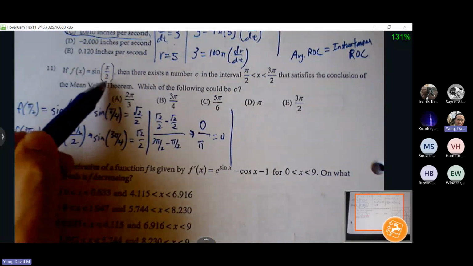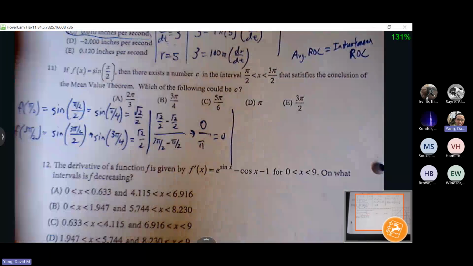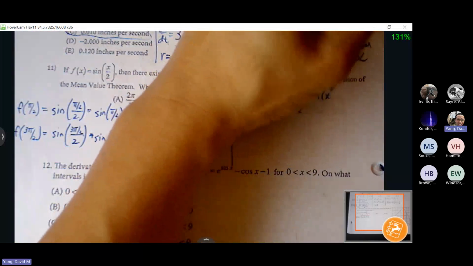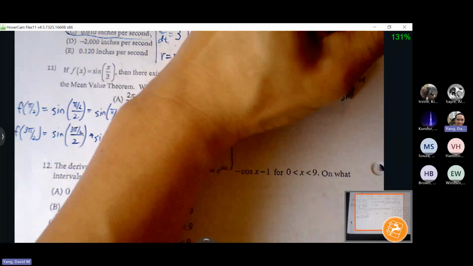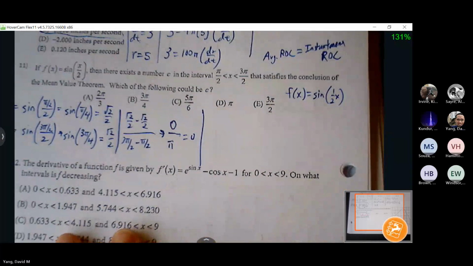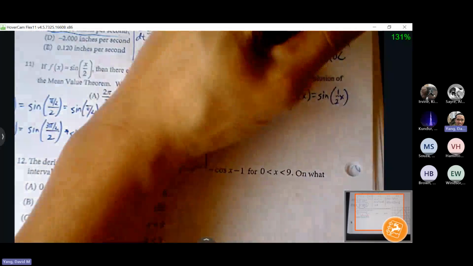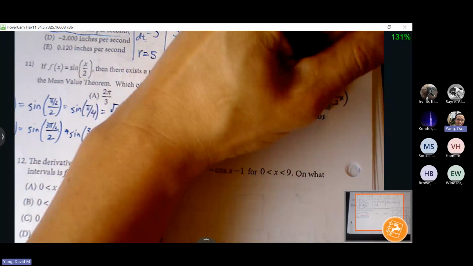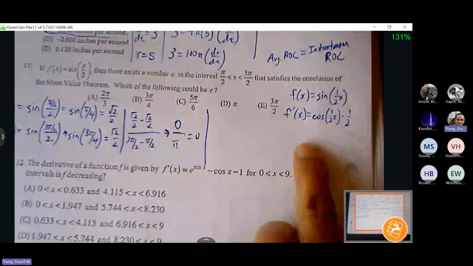Sine of u becomes what? Yeah, cosine of u times u prime. So if we think of f of x as sine of 1/2 x, f prime is just cosine of 1/2 x times 1/2, right? Cosine of u times u prime.